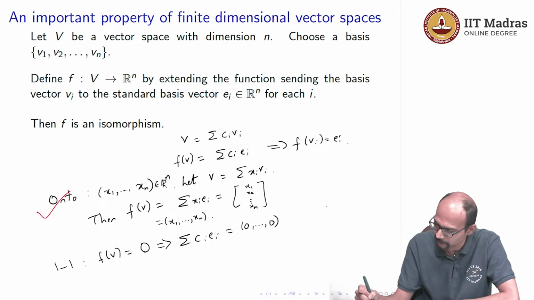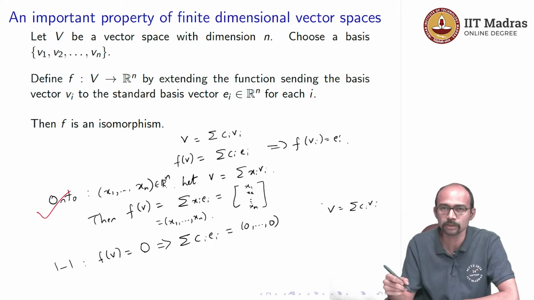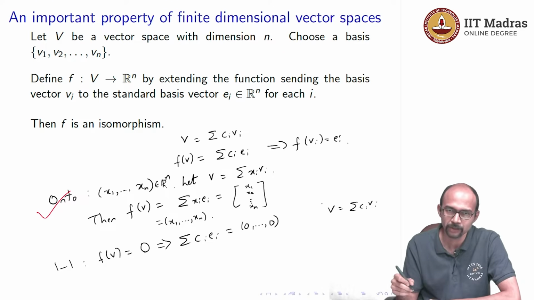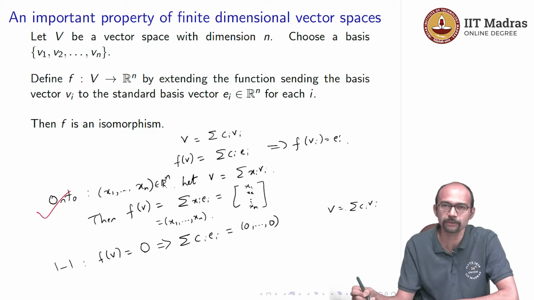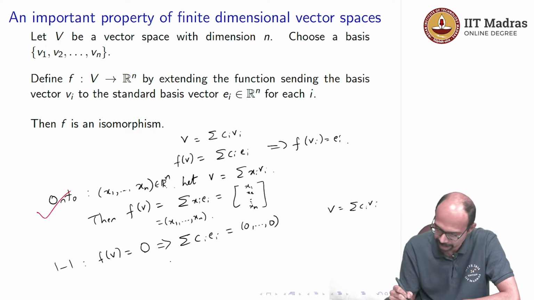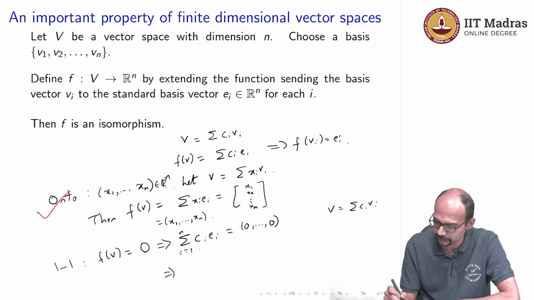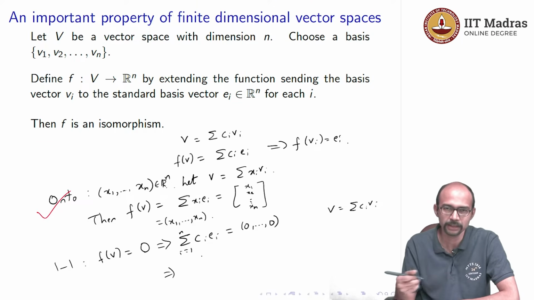But what is this summation ci ei? So v is written as summation ci vi. These ci's are those coefficients coming out of the unique way of writing v as summation ci vi, where i of course runs from 1 through n. But on the other hand, this is the column vector c1, c2, cn, as we have been consistently doing.